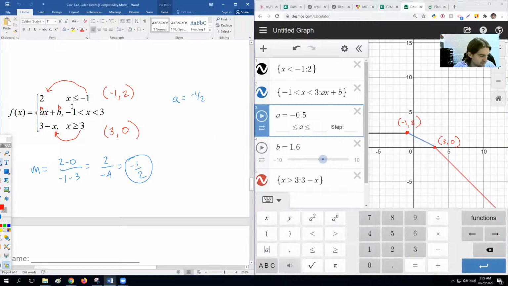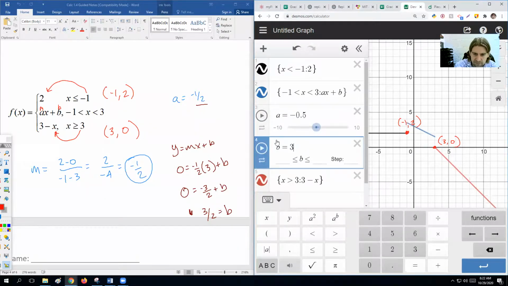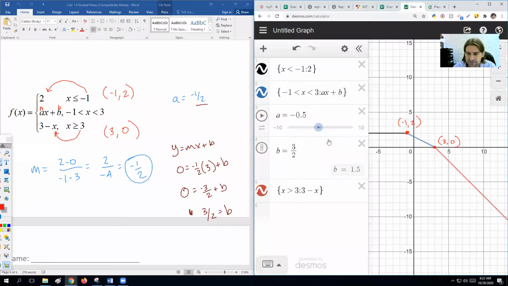Now to figure out the b, I can take either one of these points and plug in our m and our x and y. So with y equals mx plus b, our y is 0, our m we figured out is -1/2, x was 3, and we're going to figure out what b is. So we get 0 equals -3/2 plus b, so b would have to equal +3/2. And that's 1.5 as a decimal. Can I type in Desmos 3 divided by 2? Look at that. Now they match up perfectly.